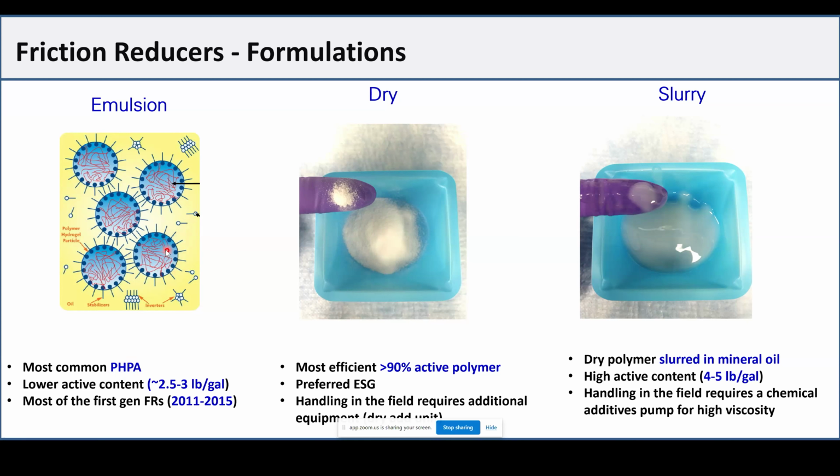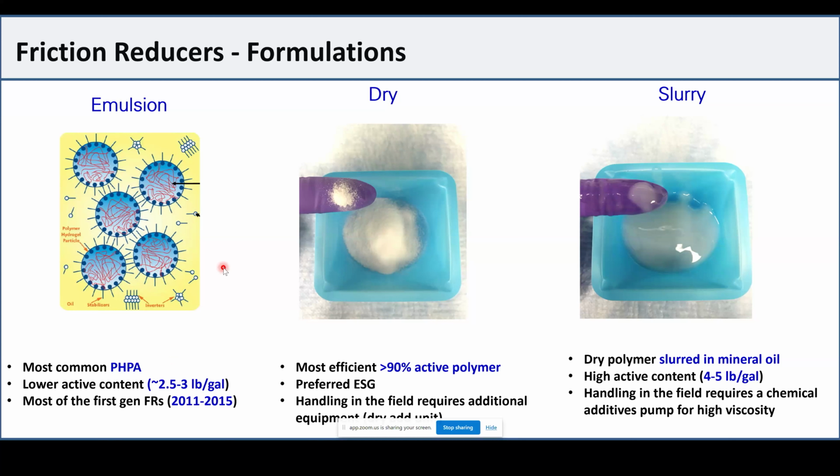Usually this emulsion does not have a lot of polymer from an activity point of view. You are talking about 25 to 35% active polymer in each gallon of emulsion product, so we're talking about 2.5 to 3 pounds of polymer in each gallon of the friction reducer, which is equivalent to 25 to 35%. Again, this is the initial formulation; the initial friction reducer was coming as an emulsion because that's the way of manufacturing it.